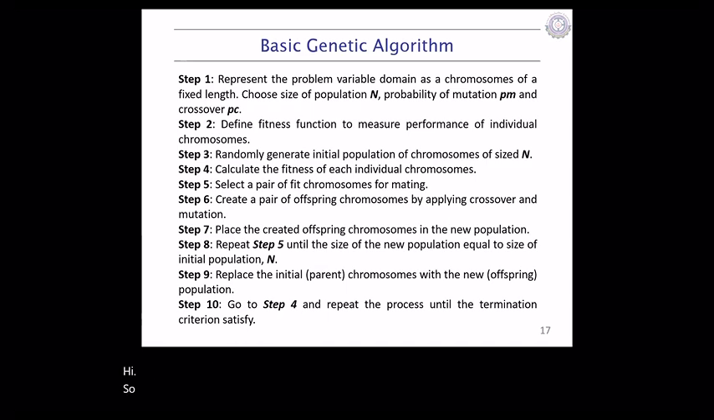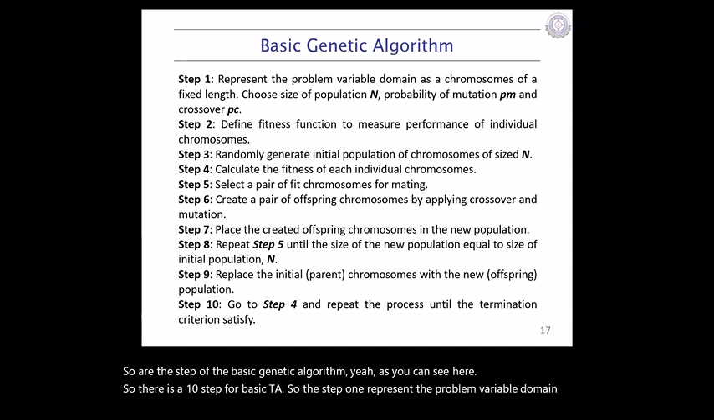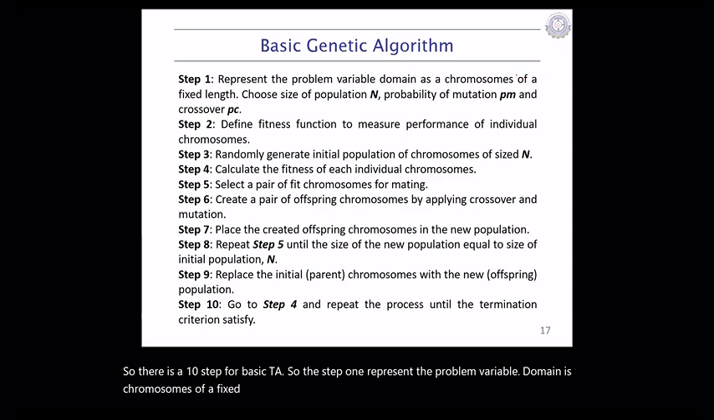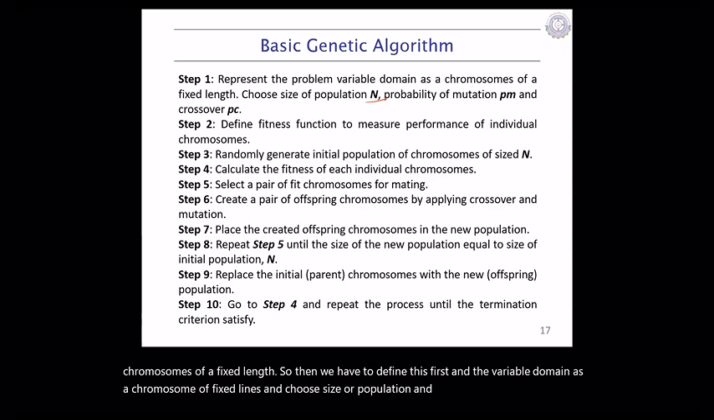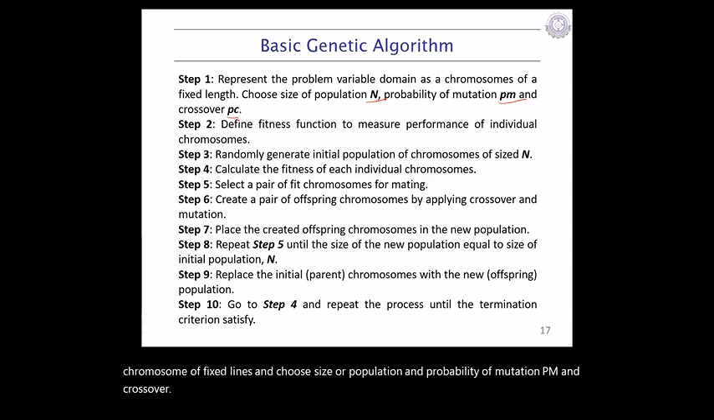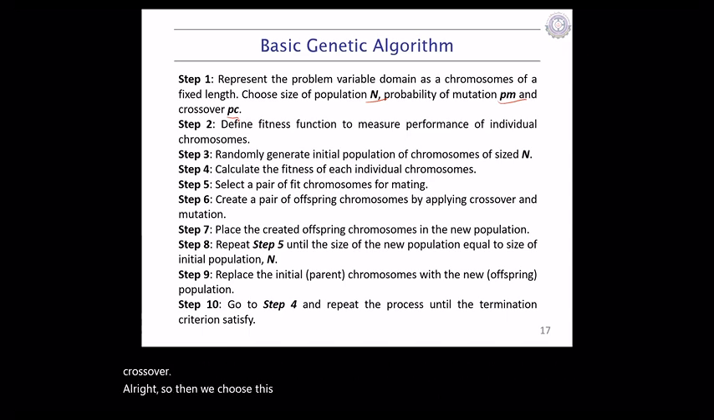So these are the steps of the basic genetic algorithm, as we can see here. There are 10 steps for the basic GA. Step 1 is to represent the problem variable domain as chromosomes of a fixed length. We have to define this first, and choose the size of the population and the probability of mutation, PM, and crossover, PC. So we choose these operators for population, mutation, and crossover.